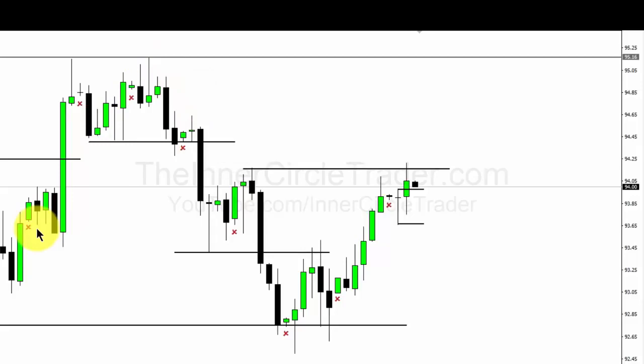And this is called an outside day, when you have a previous day's range that's violated. Well, this is an example of it too. This high is 93.98 and the low is 93.67. This candle's low is 93.58 and the high is 93.99. So this is an outside day with a down close.